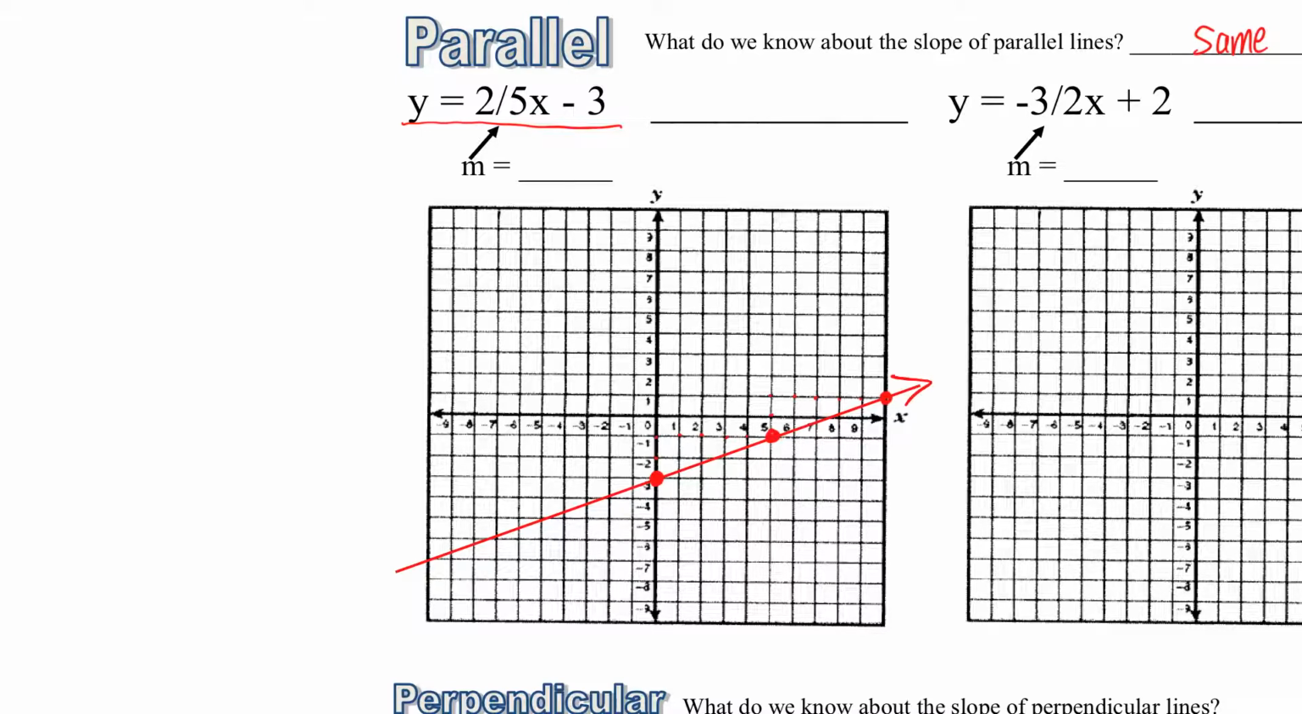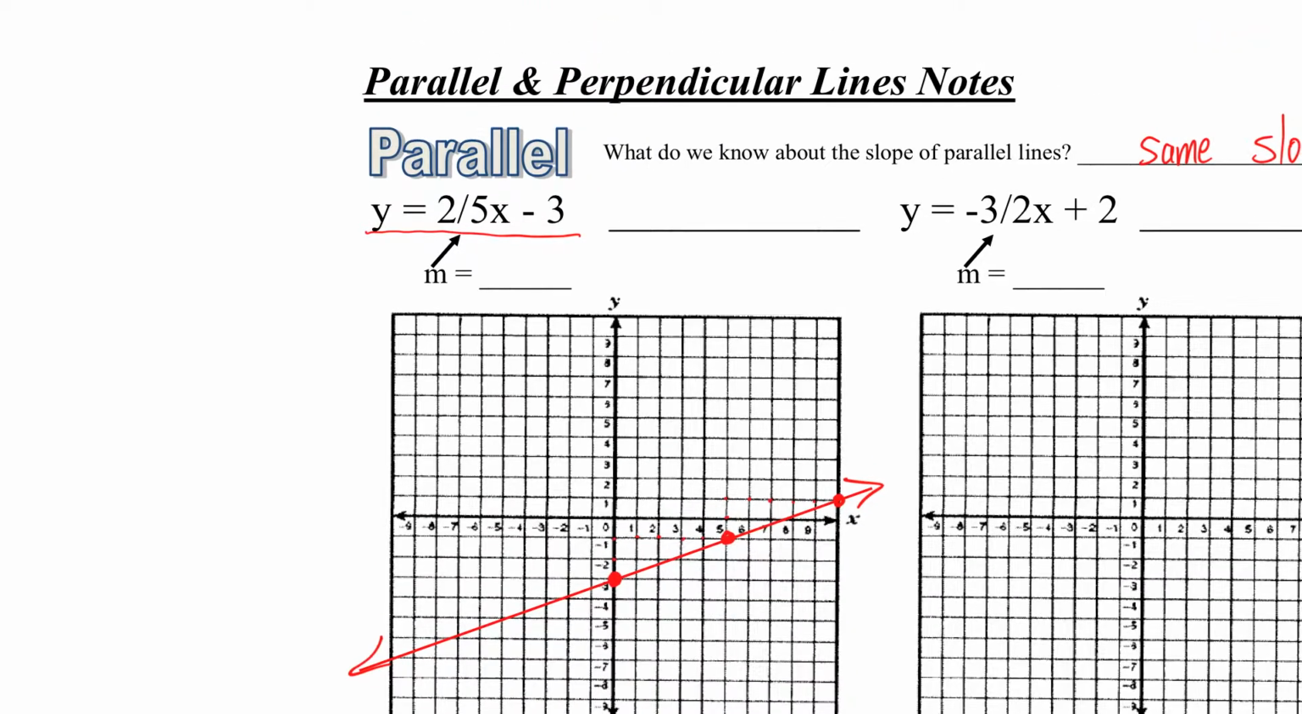Okay. But what I want here, on this same grid, is a line that's parallel to this line. So what do I know about a parallel line? It's going to have the same slope, right? So what I'm going to do is write an equation right here, and then we're going to graph that. And I want this to be parallel to this one.